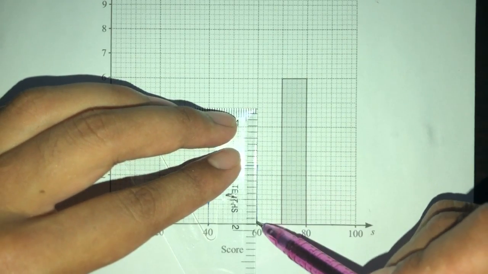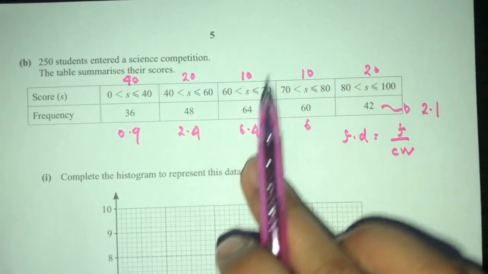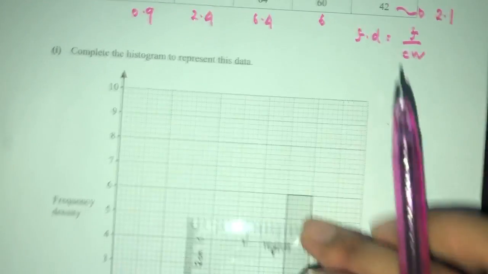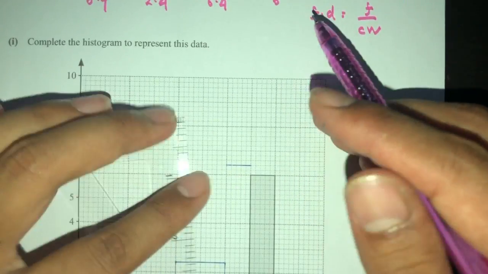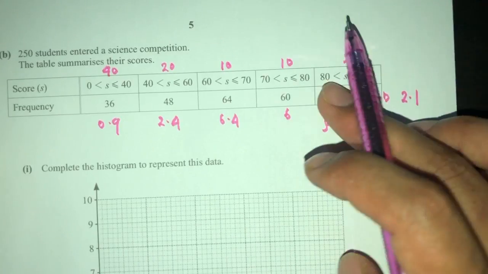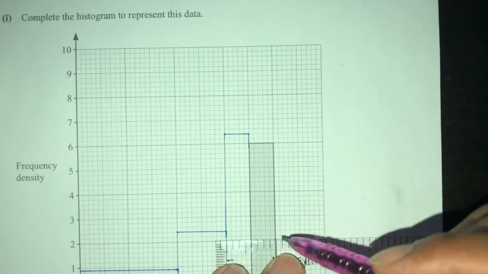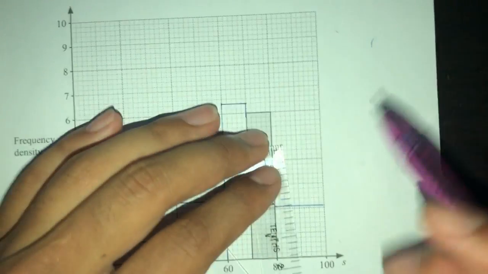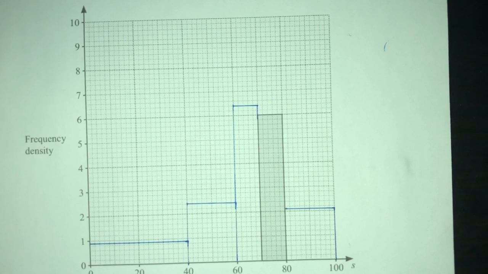All right, here you go. And then we have 60 to 70 should be 6.4. Should be about this value over here, right? And finally, 80 to 100 should be 2.1. So 2.1 should be right in between over here. Here you go. And this is your histogram basically for all these groups. Now let's move on to the next question.